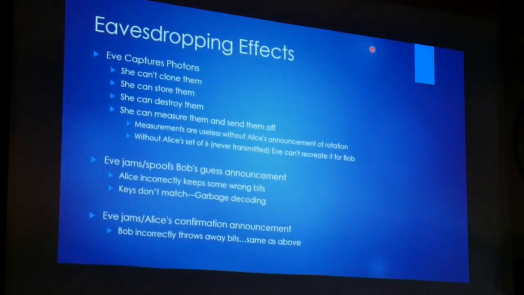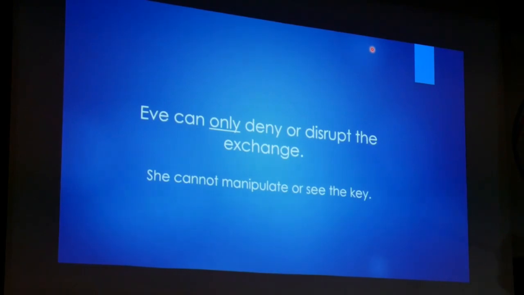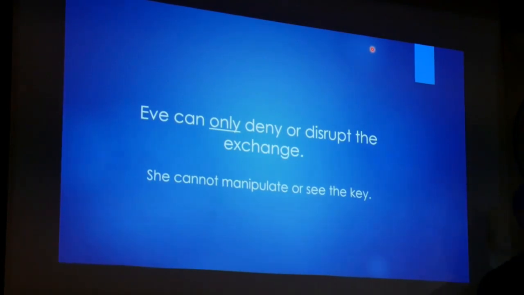So Eve can't do very much in this protocol, all because we can't copy photons, and because if you guess wrong at those polarizations, then you get garbage. Eve can only disrupt or deny. She cannot manipulate or ever see the key.